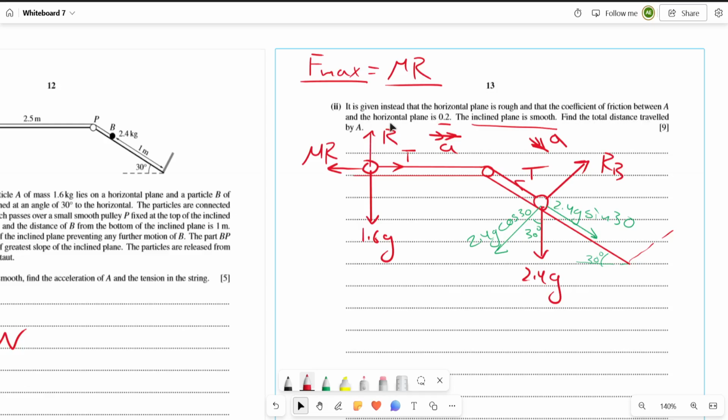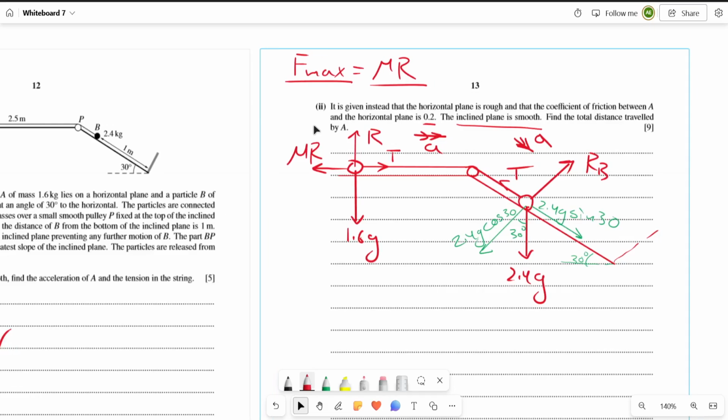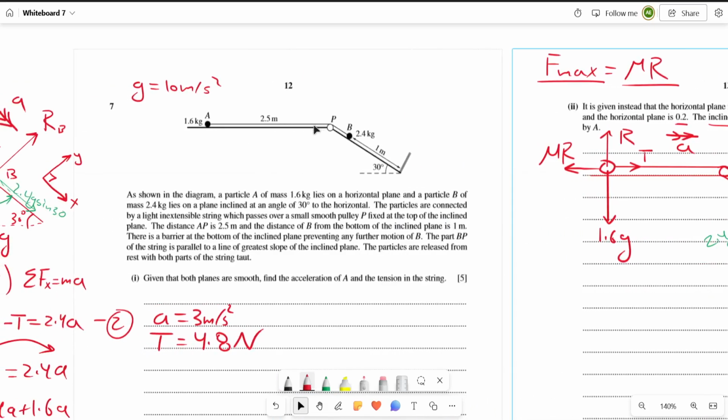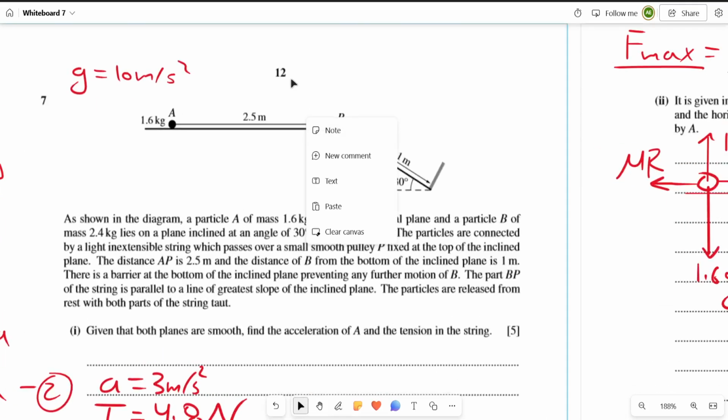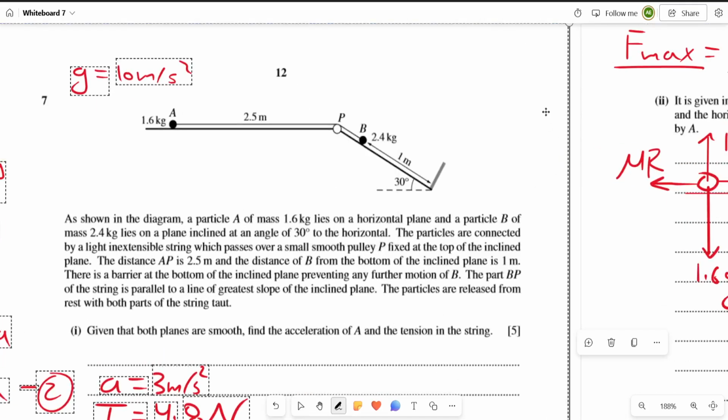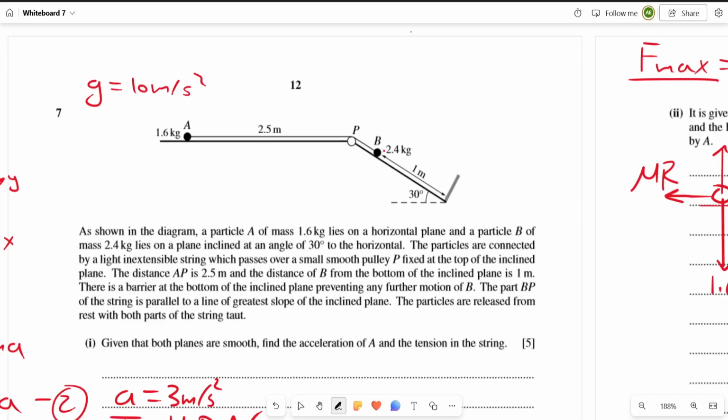Okay, now this is super important. So let's think what's going to happen here. So starting from the beginning, what's going to happen is that B is going to start moving down. A is going to be dragged due to the friction. Okay, they're both going to accelerate until B hits this barrier. When B hits the barrier, B is going to stop.